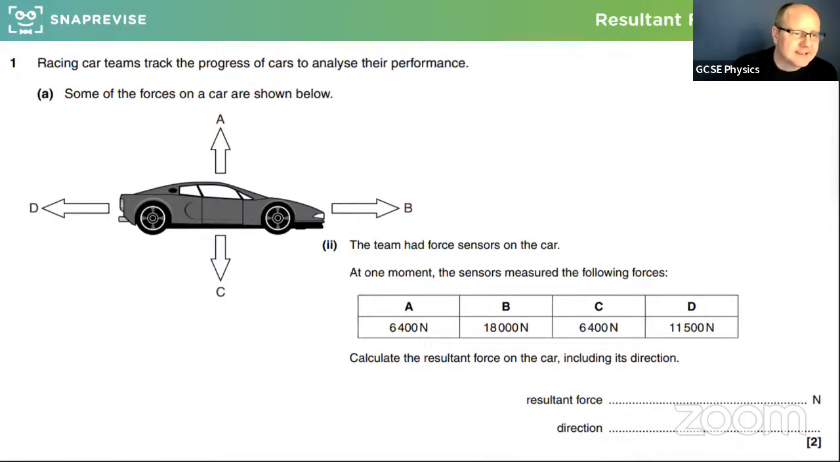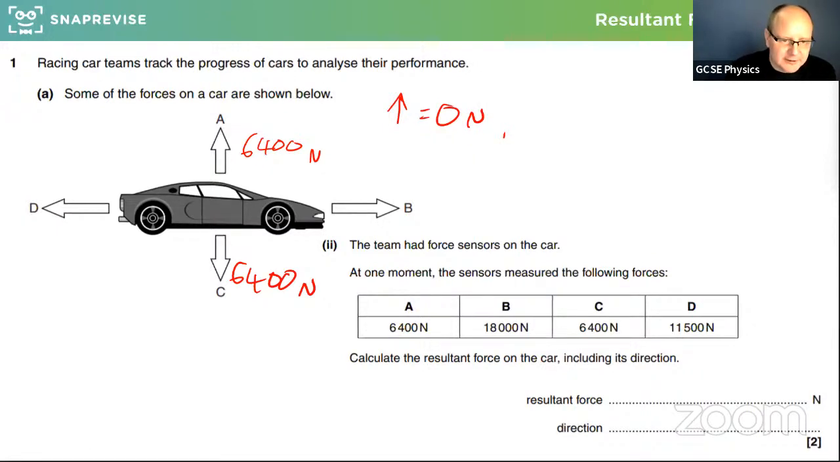We've got A acting in opposite sense to C. I'm just going to label these up. So A is 6,400, C is 6,400. Should put a unit there as well. So the resultant force vertically is zero. I'm just going to make a little note there. There's no resultant force vertically. The answer to the question is one force and one direction. So we know that now we've worked out the vertical force is zero, we're going to have just a horizontal force.